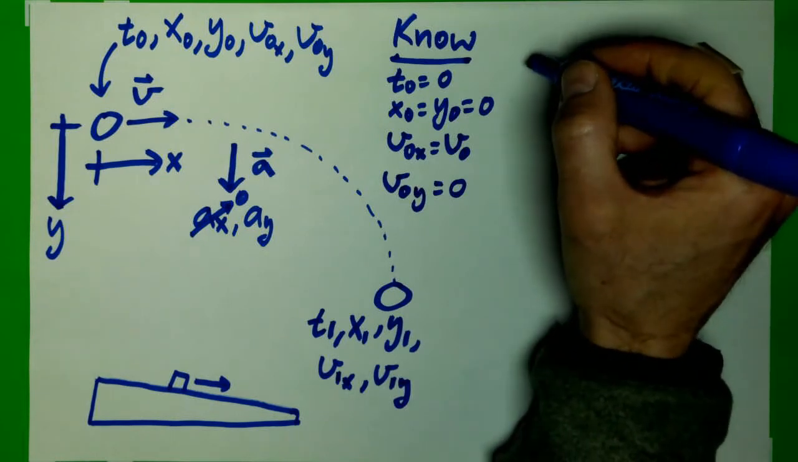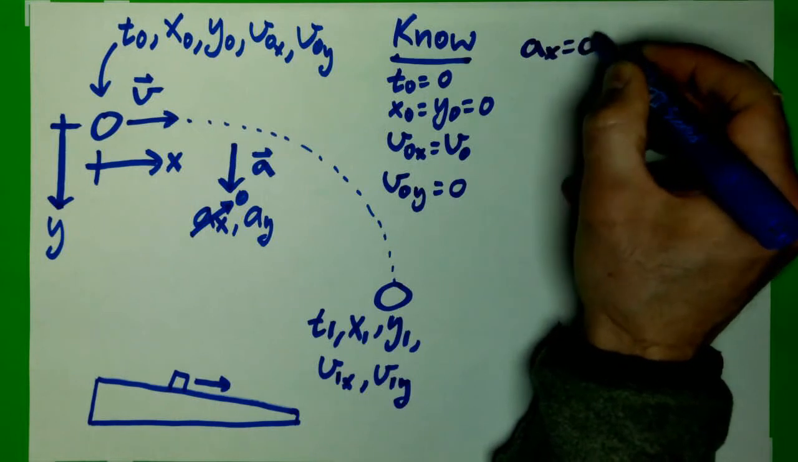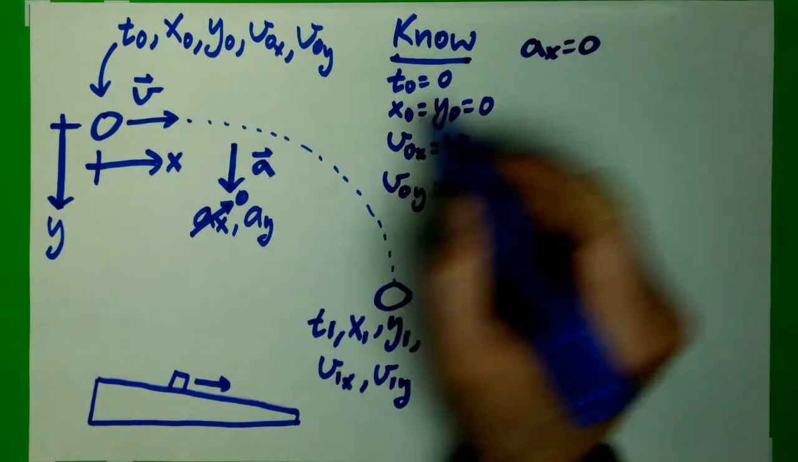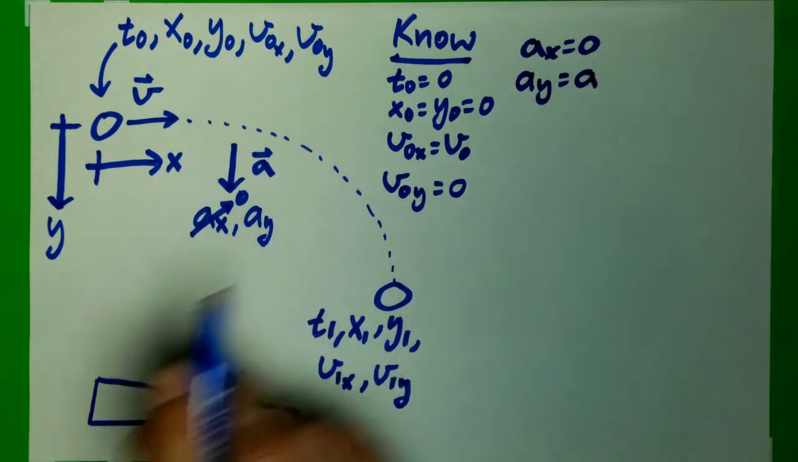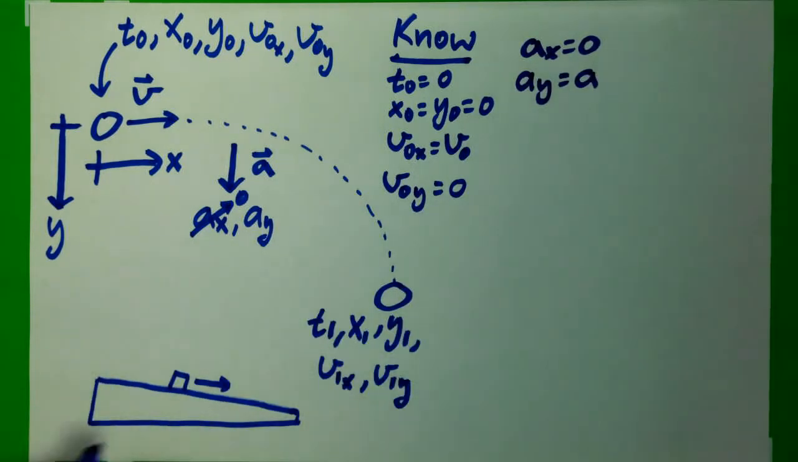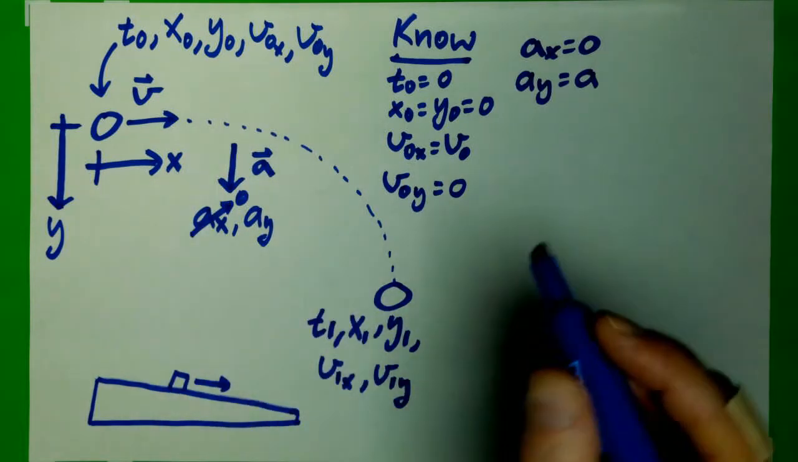Now, what else do I know? I know that ax equals 0, and that's the important one here. ay, I'll just say it equals a. We could figure that out from a different problem. We know this is effectively an incline, but I want to focus just on the two-dimensional part here.